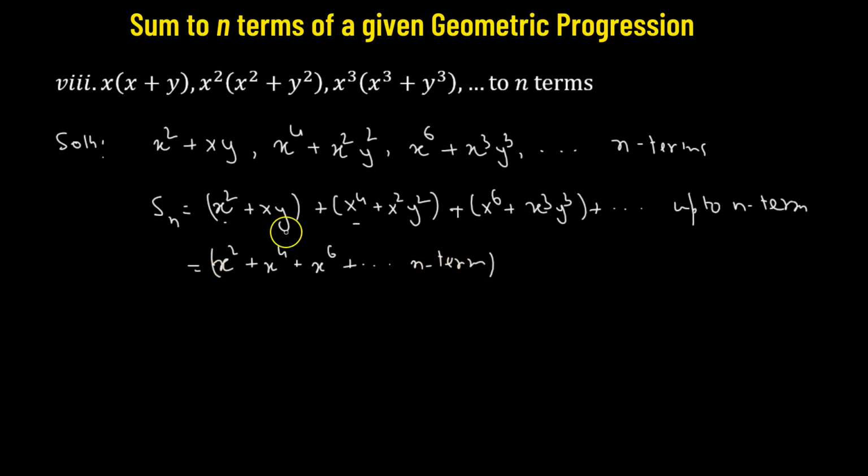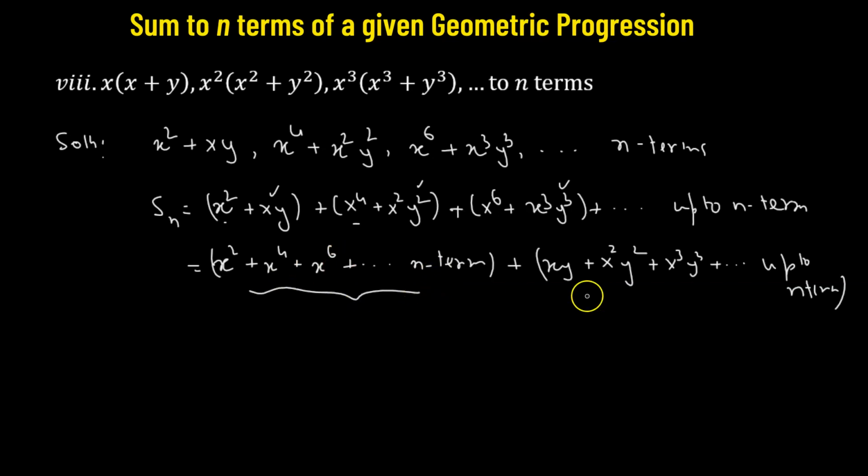Similarly, we will combine the second term of each of the terms. So we have xy plus x squared y squared added to x cubed y cubed, going all the way up to n terms. Now we will observe that immediately this is going to be one geometric progression and this is going to be another geometric progression. So let's call the first one S1 and the second one S2. So we have Sn equals S1 plus S2. We'll come back to this in a moment.